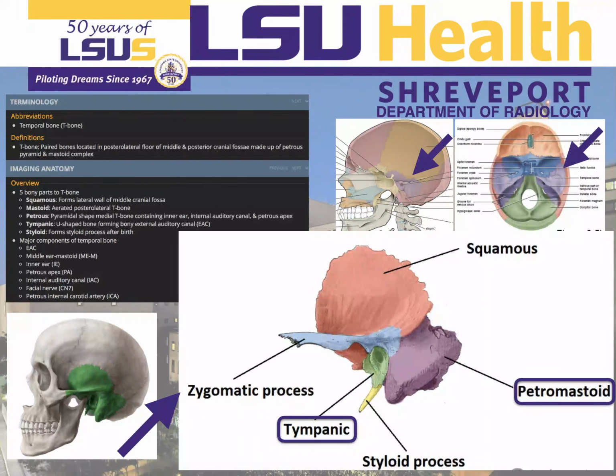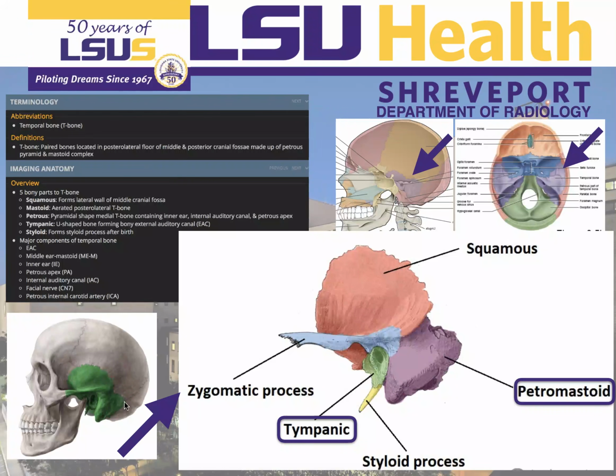So the temporal bone is a shy guy, and many people have problems with him. He's usually misunderstood, but he's only a shy guy. I guarantee that after this lecture, you're gonna be friends.